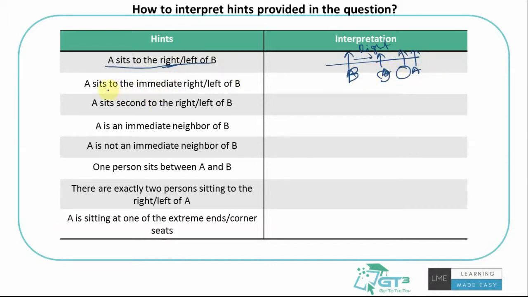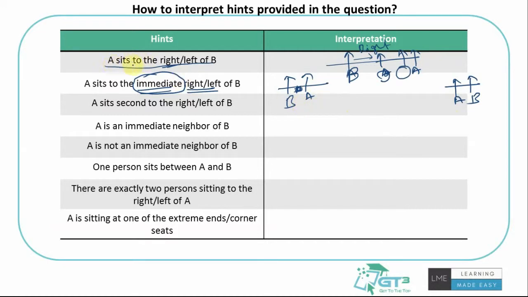There is another clue where you will see the word immediate right or left. If I say A sits to the immediate right of B, then if this is where B is, A has to be in the immediately next position. There will be no one else sitting here. This is B and then immediately it's A. If A is sitting to the immediate left of B, this is where A will be sitting and there will be no one sitting in between A and B.